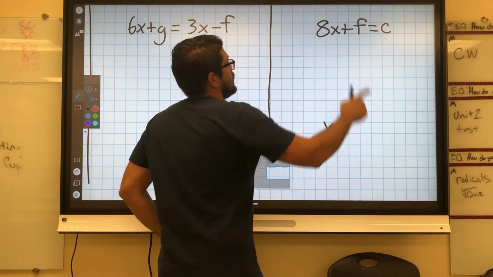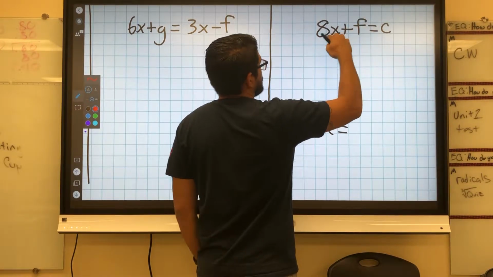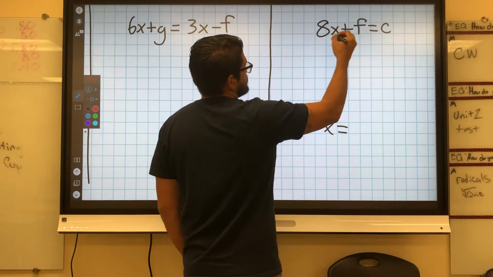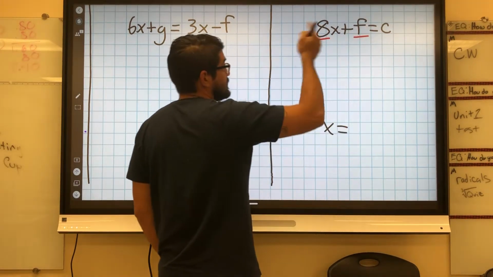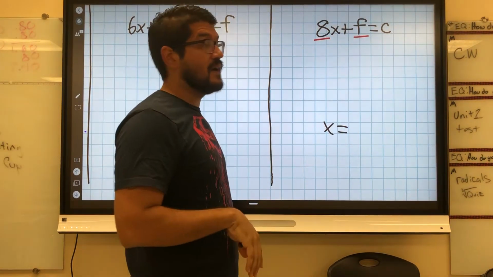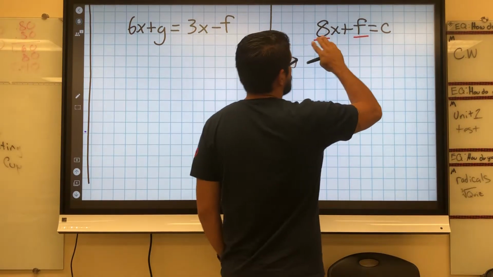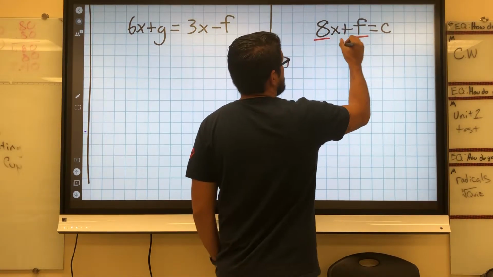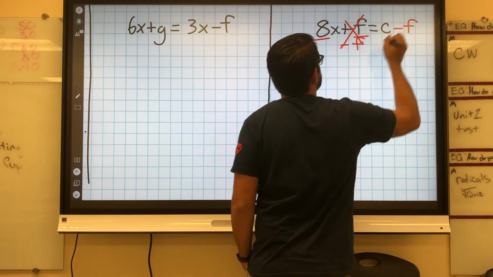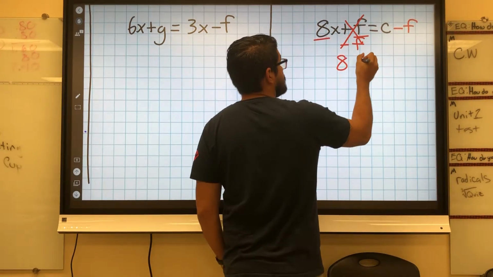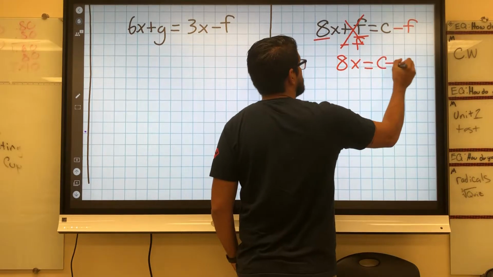So we're solving for x, which means we gotta get rid of everything that's affecting the x. The 8 is affecting the x, and the f is affecting the x. The c is not doing anything to the x, so we don't have to move it around. So let's get rid of the furthest thing from the x, which is the f, minus f, minus f. So now we have 8x by itself equals c minus f.